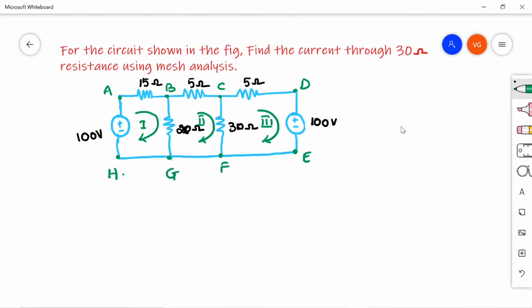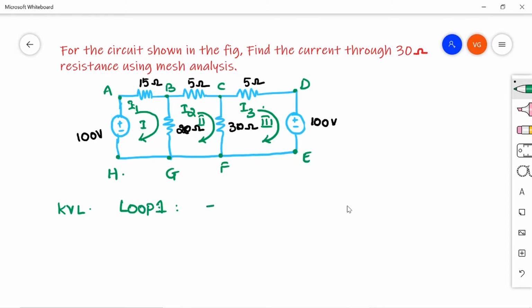Now let us say the current that is flowing in the first loop be I1 and second loop be I2 and the third loop be I3. Now coming to the solution part, let us apply KVL on all the 3 loops. So the equation in loop 1 gives me, if you start from node A, then A to B, the current flowing is I1 and this is 15 ohms. So the sum of voltage drops and the EMFs should be equal to 0.